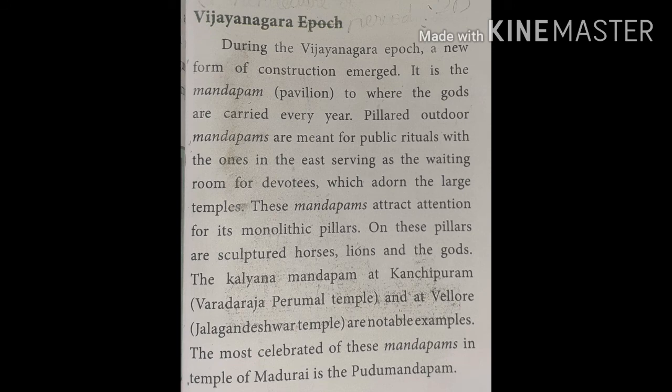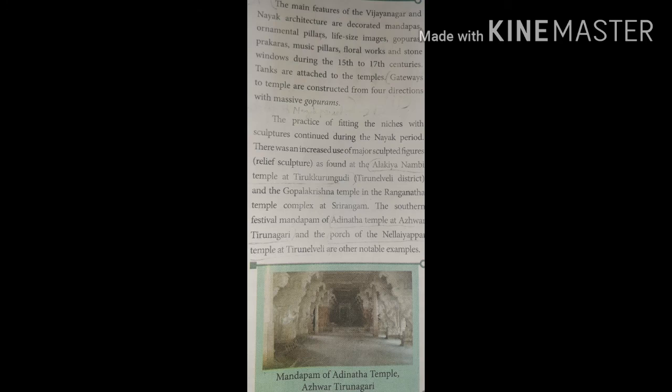Art and architecture of the Vijayanagar epoch. During the Vijayanagar epoch, a new form of construction emerged, and that is the mandapam, to where the gods are carried out every year. These mandapams attract attention for their monolithic pillars. On these pillars, we can see sculptures of horses, lions, and gods. The Kalyana Mandapam at Kanjipuram Varadaraja Perumal temple and at Vellore Jalagandeshwara temple are the most notable examples.